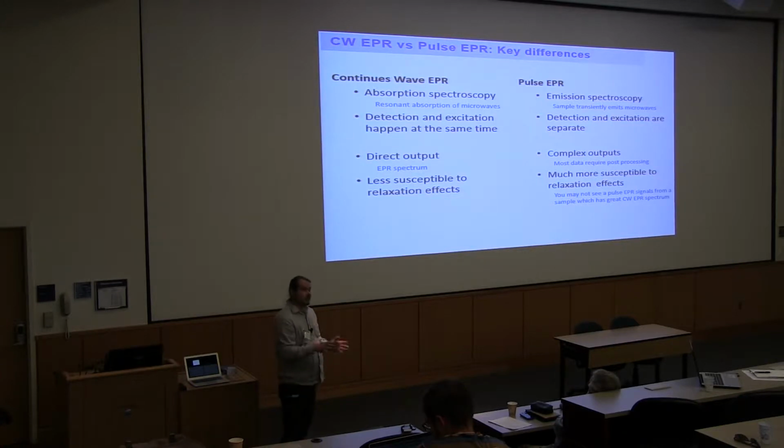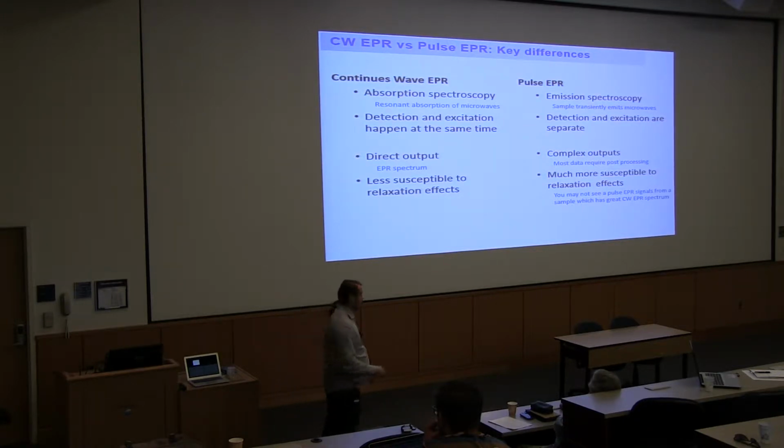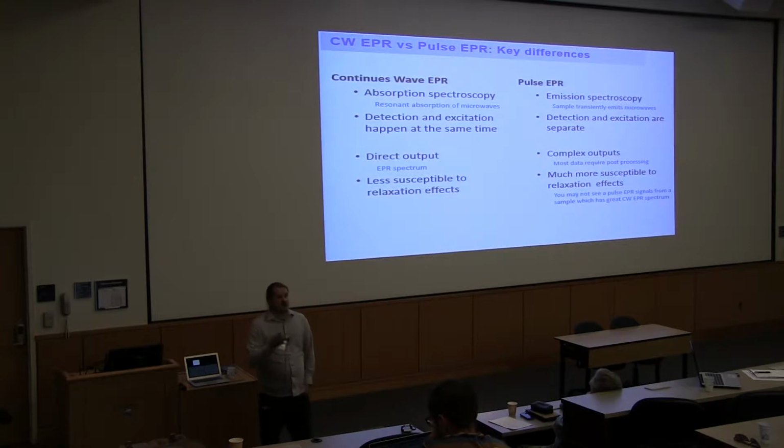conceptually pulse EPR and continuous wave EPR are pretty different. Continuous wave is an absorption spectroscopy. We blast our sample with microwaves, it absorbs them, and that's all we detect, that's the effect. In pulse EPR, we're pulsing microwaves, one after another, then we wait a little bit and see if the sample screams back at us. That screaming is in the form of transient emitting microwaves. So this is an emission spectroscopy. One advantage of that is that detection and excitation happen at separate times, so there are fewer tricks we need to do to improve our signal-to-noise ratio.